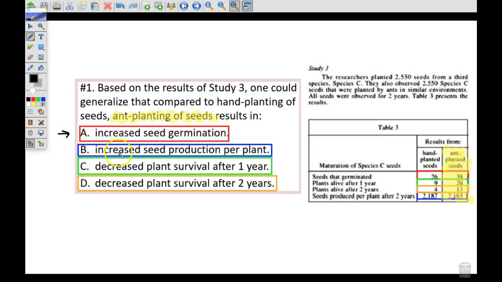B says that it increased seed production per plant, but if we look at the options, it actually goes down, so B is not an option. Option C says that ant planting of seeds decreased plant survival after 1 year. If that was true, I would expect this number to be lower than 9, so C is not an option. And D says decrease plant survival after 2 years, which if that were true, I'd expect this value to be lower than 4, which it's not, so D is not an option, meaning A is the correct answer for question number 1.